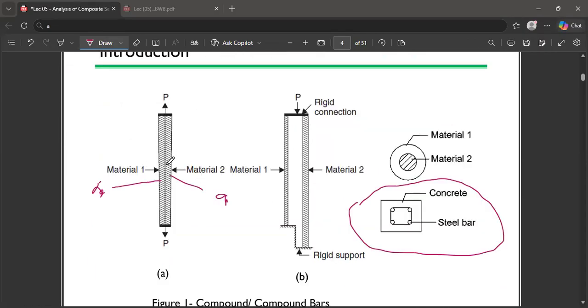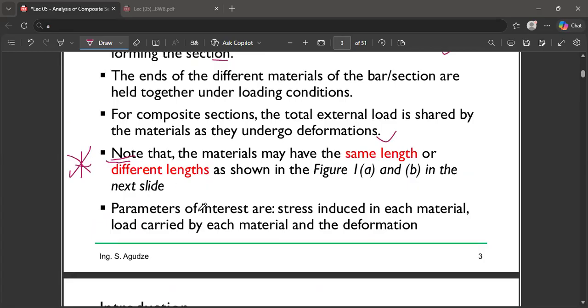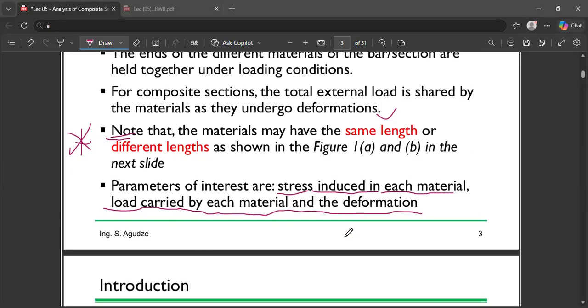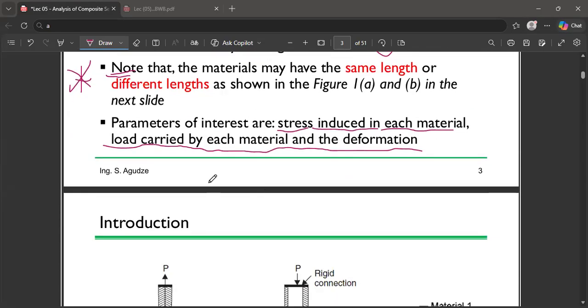Once this is a different material and this is also a different material, their moduli of elasticity are obviously going to be different. The parameters of interest are the stress induced in each material, and these are the things we are going to be calculating. Also the load carried by each member and the deformation. These are some of the things we are going to be looking for.